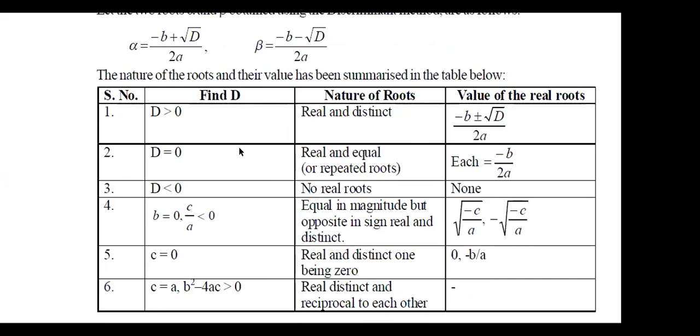So I can say that we can have these conditions. When D is greater than 0, the roots are real and distinct, which means both the roots will be different. D is equal to 0, equal and real. D less than 0, no real roots. So this is your imaginary roots.